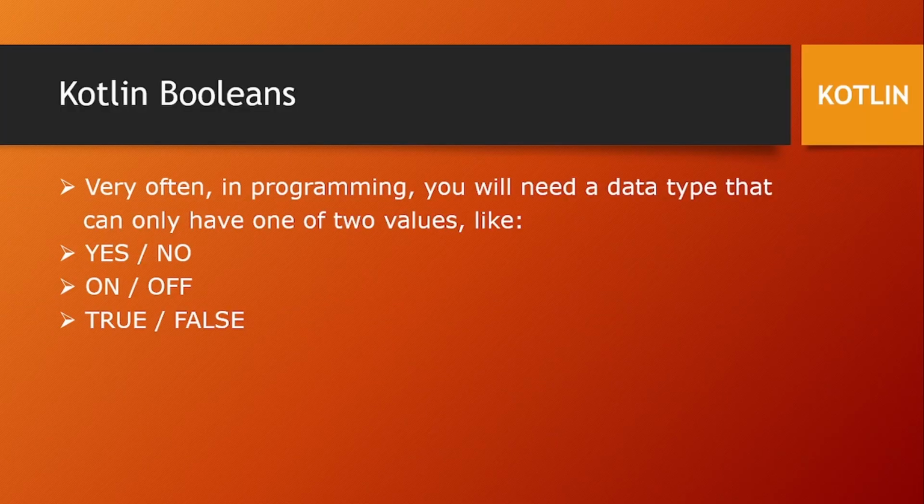In a programming language, sometimes we need values like true or false, yes or no, on or off. We need them in many situations, like if we want to check whether a customer is registered, yes or no, the result will be yes or no, true or false. Sometimes when we are checking some conditions, it will be either true or false. So we need booleans in a programming language.